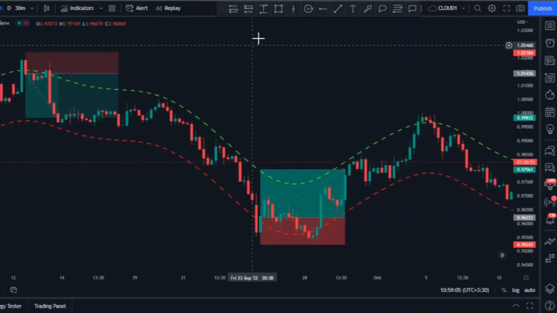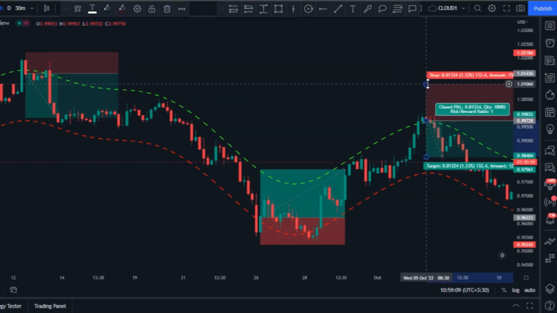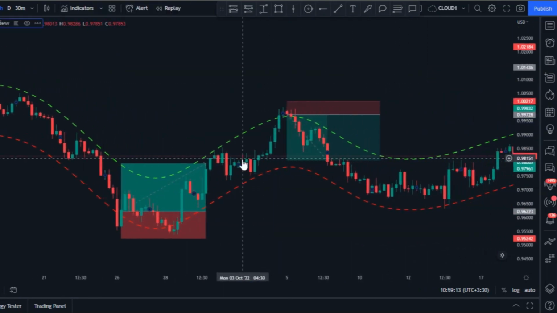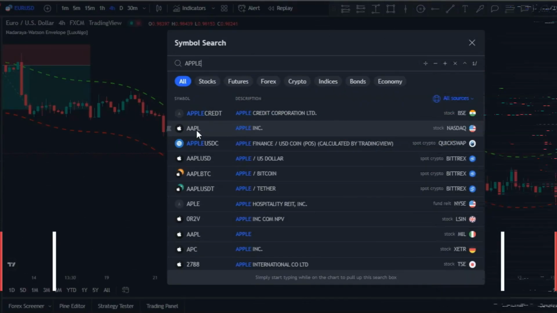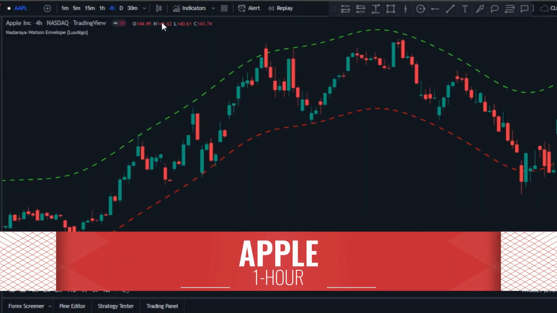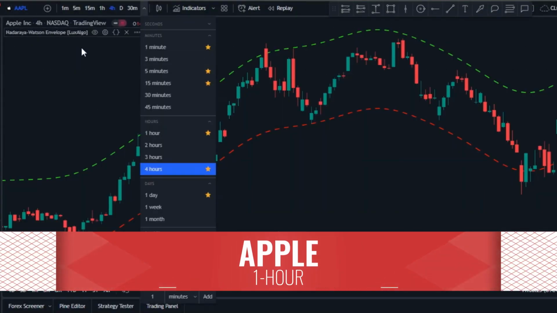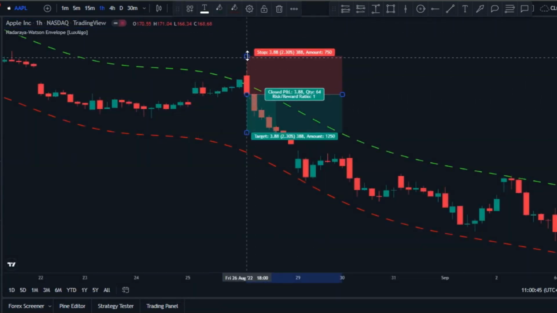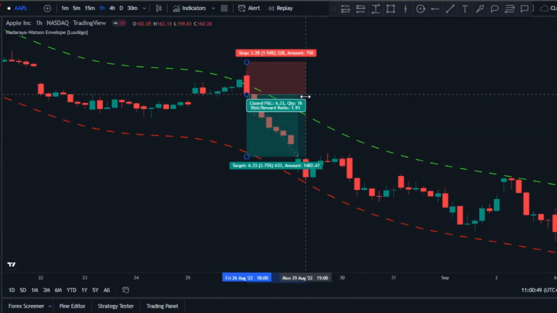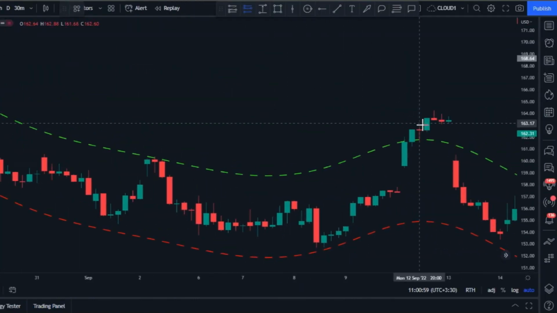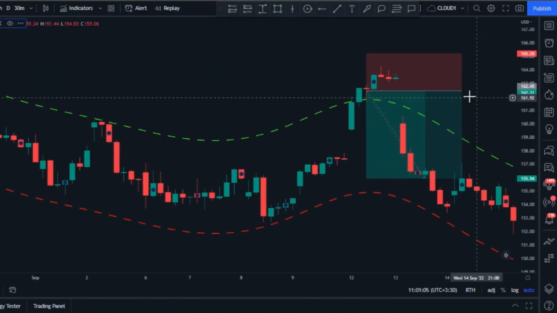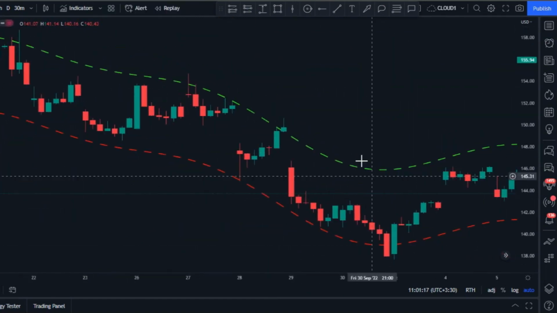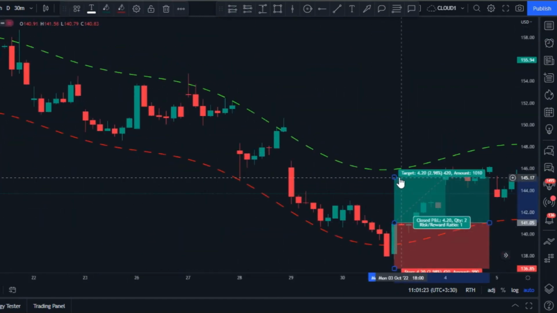And just take a look at this short signal on 4 hour time frame. And what about the stock market? Let's check out the Apple 1 hour time frame. This sell signal is confirmed and it would be another profitable trade. And also this one was a profitable short trade. Take a look at this beautiful buy signal with almost 4% profit.